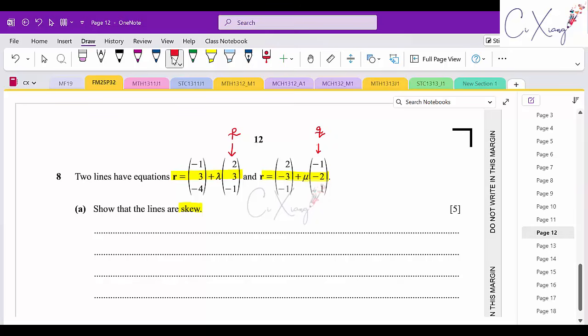Okay, so from here, the very first thing that we need to mention is that (2, 3, -1) is not a multiple of the direction of the second line, which is (-1, -2, 1). Or the other way around also can. All right, so this one actually tells us that the lines are not parallel.